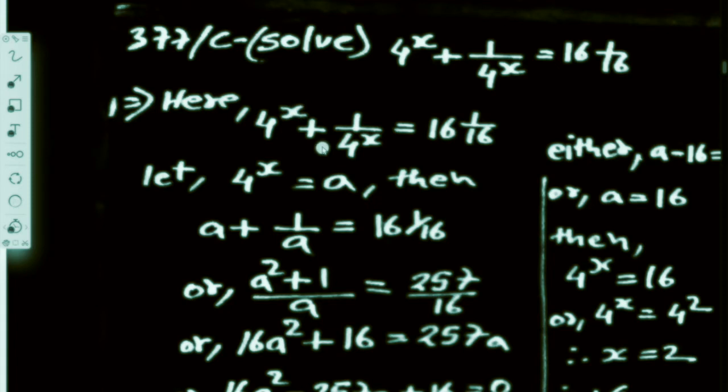Now this is a little bit confusing, so to make it easy and simple, we let 4 power x equal a. Then in every step, in place of 4 power x we keep a to make the calculation simple and easy. Now putting a in place of 4 power x, we get a plus 1 by a equals 16 1 by 16. It means 4 power x is a, plus 1 by 4 power x means 1 by a, equals 16 1 by 16.